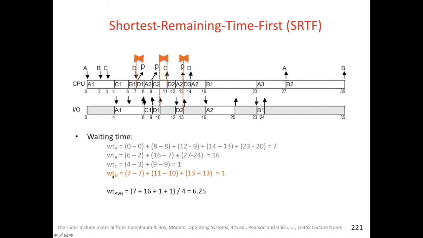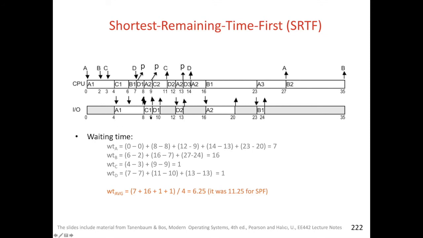Notice that the waiting time for process D is very short compared to the previous cases, and the waiting time for process B, which has long CPU bursts, is very long compared to the previous examples. The average waiting time is found as 6.25. It is shorter than the average waiting time of shortest process first. This is the algorithm having the shortest waiting time among all the algorithms.